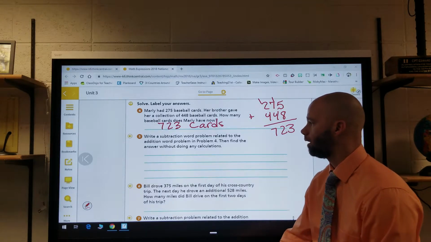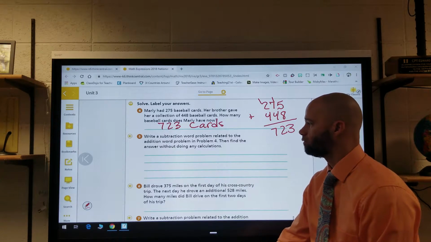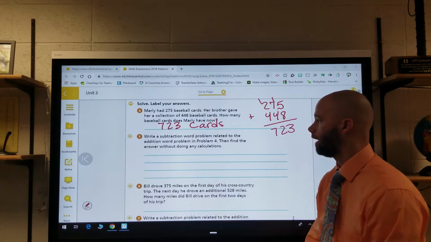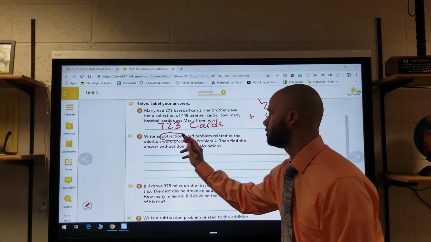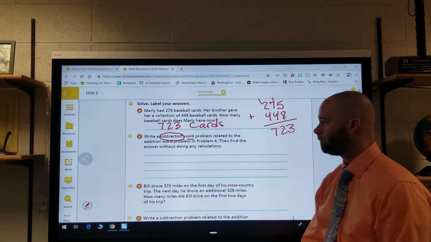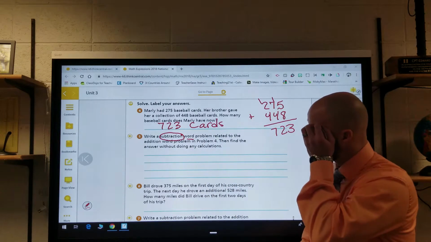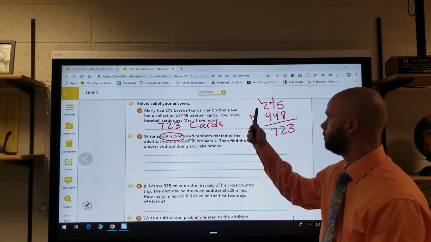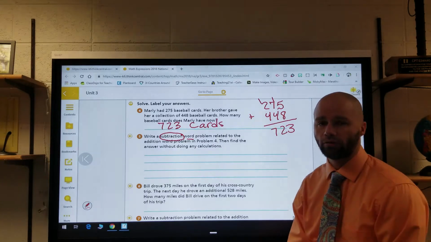Okay. Now, when we move on to number 5, write a subtraction word problem related to the addition word problem in problem 4. Then find the answer without doing any calculations. Okay, so now I need to write a subtraction word problem and relate it to this. And I'm not going to do any calculations, so I'm going to use this to figure out the answer.